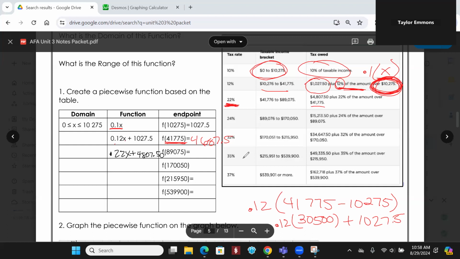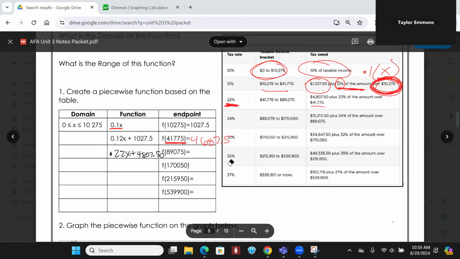Okay, now on this one, when we plug in, we're going to say 0.22 times how much did we make? 89,075. We're going to subtract 41,775, and we're going to add 4,807.5. Tell me what you get when you do that.